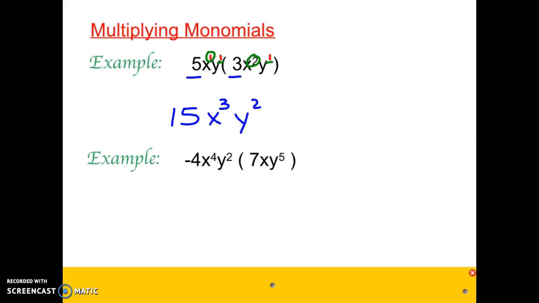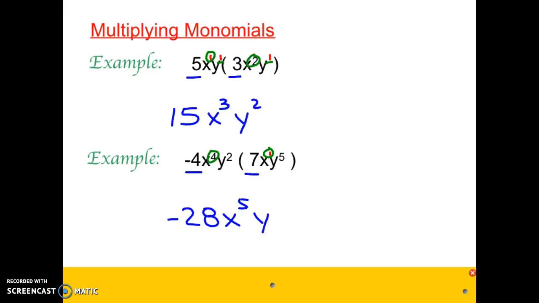If we look at our next example, once again, you want to start by filling in 1 for any variable that does not have an exponent. So in the second term, let's put a 1 with the x. We multiply the coefficients. In this case, negative 4 times 7 would give us a negative 28. Now we start with our bases. For the x, we have an exponent of 4 with the first term, an exponent of 1 with the second term. 4 plus 1 would be 5.